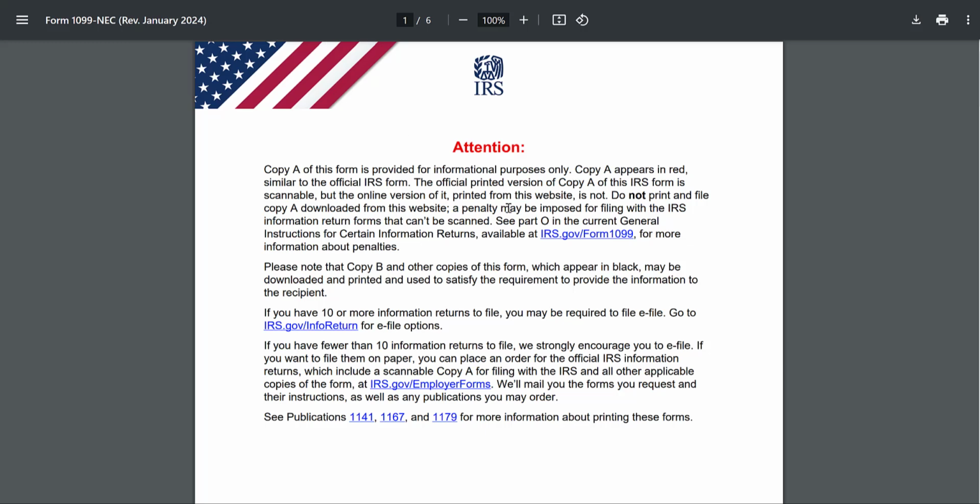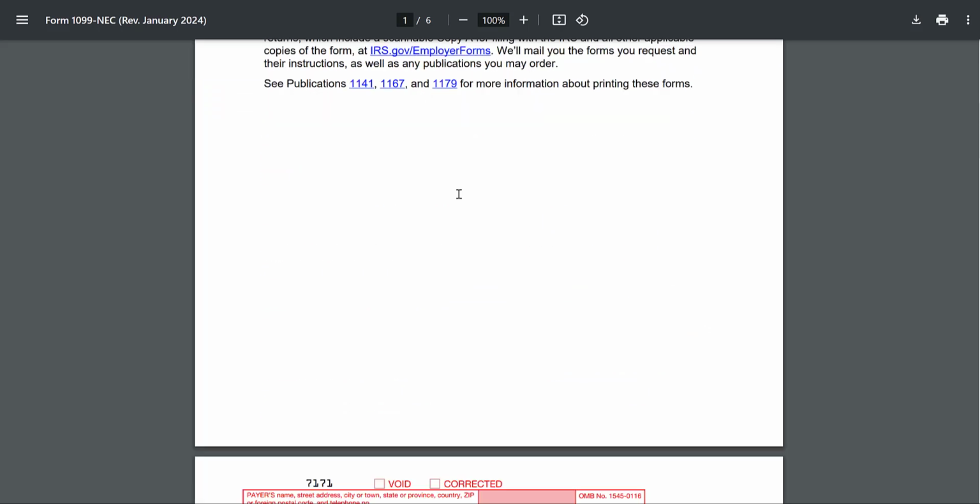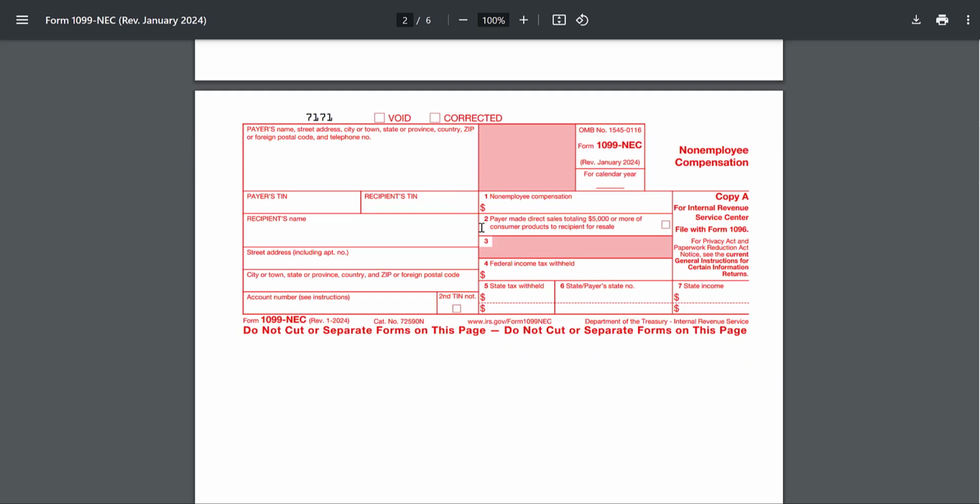This is what the actual 1099 NEC form from the IRS looks like. When you go to download it, it is going to give you a little attention information, and then we're gonna go down and take a look at the actual forms. This red version is the one that actually goes to the Internal Revenue Service. In addition, whenever you file a 1099 NEC, you must include a Form 1096, and I will show you that as well today so you can see what it is. So this is the copy that goes to the IRS.